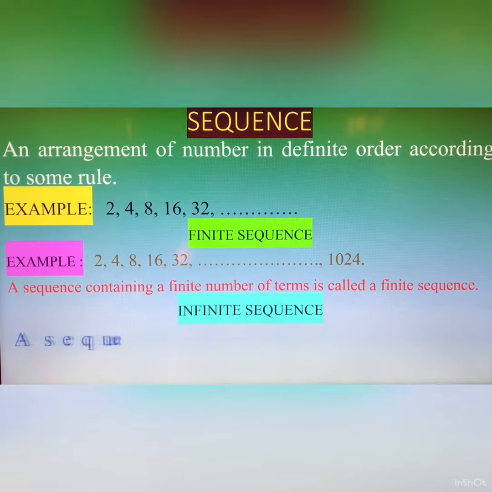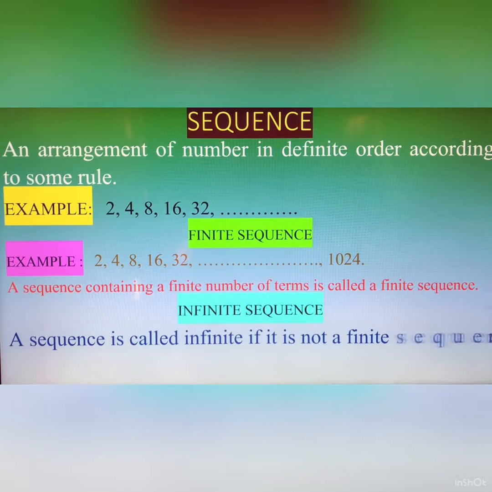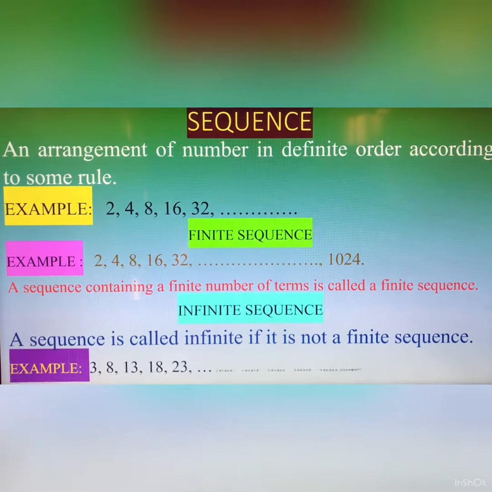Infinite sequence. A sequence is called infinite if it is not a finite sequence. Means if the numbers in the sequence are not fixed, that is, continuously running up to infinity, then that type of sequence is known as an infinite sequence. For example, 3, 8, 13, 18, 23 and so on up to infinity. So this sequence is known as an infinite sequence.